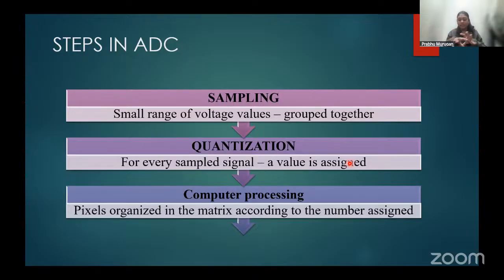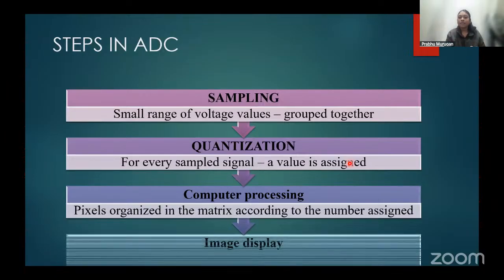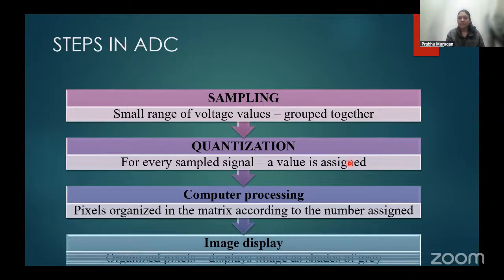The pixels consist of this matrix, no? So the pixels will be organized in the matrix according to the number that is assigned to it. And the last step is going to be the image display. So the organized pixels will display the image as different shades of gray. I hope it is clear for you. This is the analog to digital conversion.